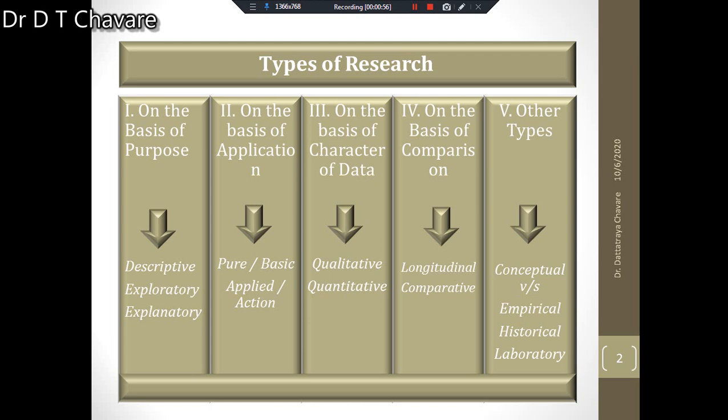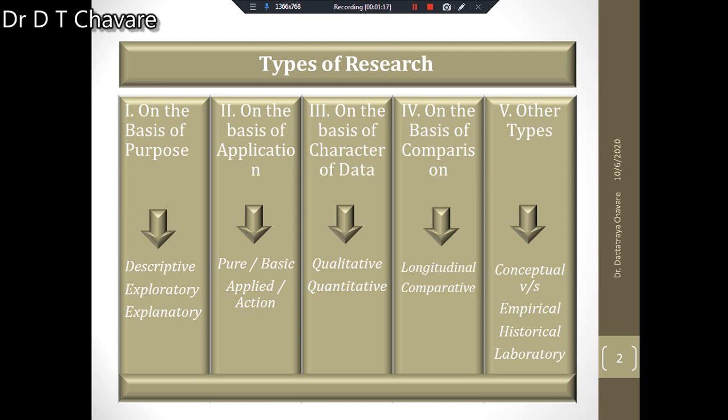The second classification is on the basis of application. On the basis of application also, there are some types of research, for example, pure research, basic research, applied research, or action research. This is also a classification on the basis of application.